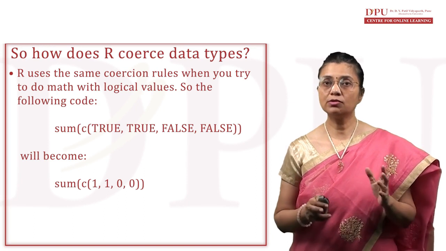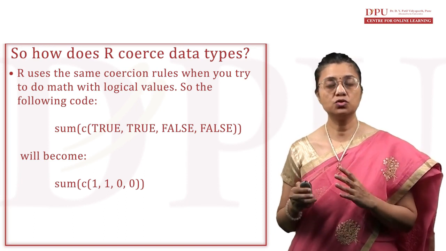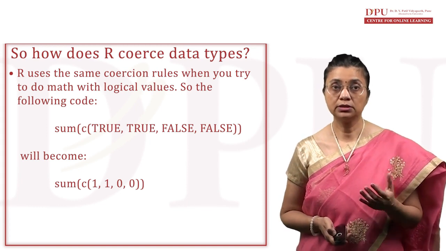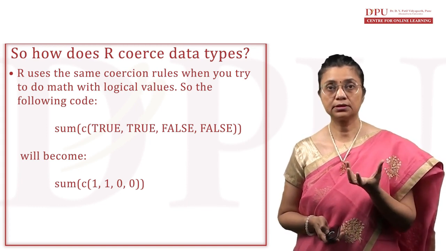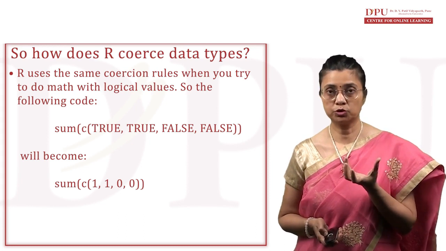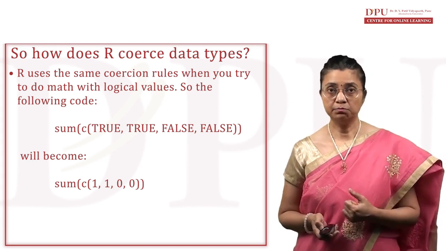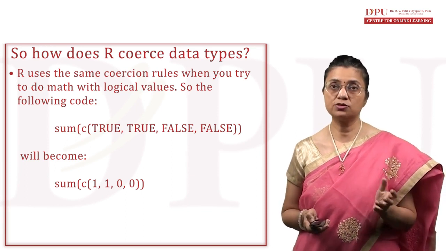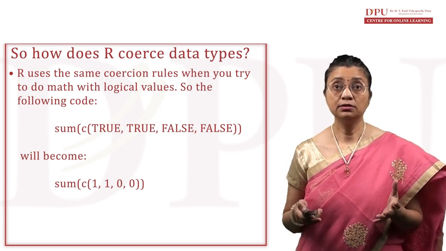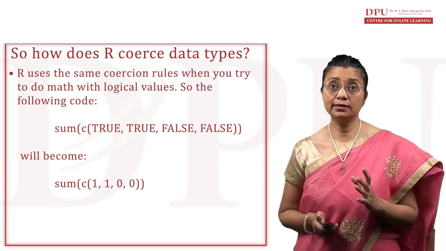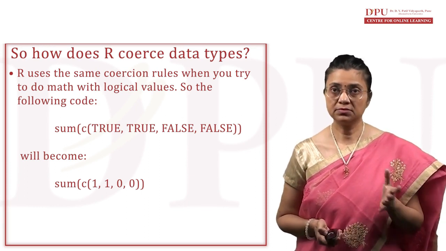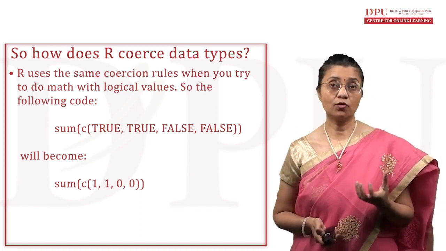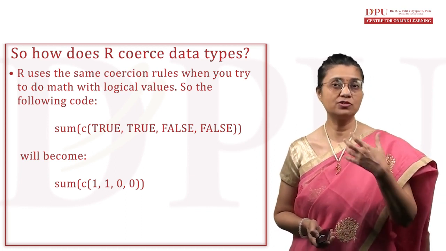And you can see over here that 1, 1, 0, 0 is calculated, and that value becomes the input for the sum function, because for logical values like TRUE and FALSE, we cannot have a sum function. So automatically the coercing of the data takes place. So what will be the output? We will come to know how many TRUEs there are.